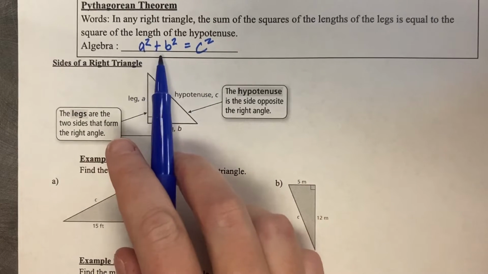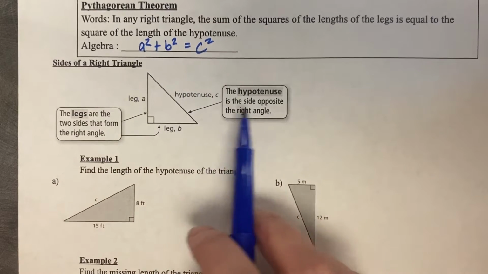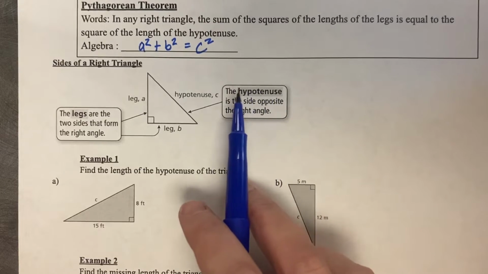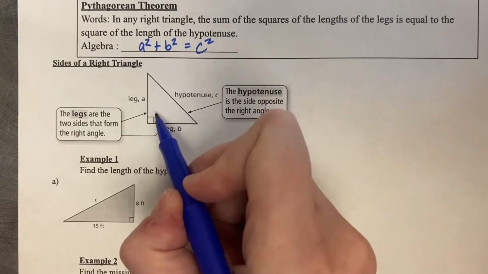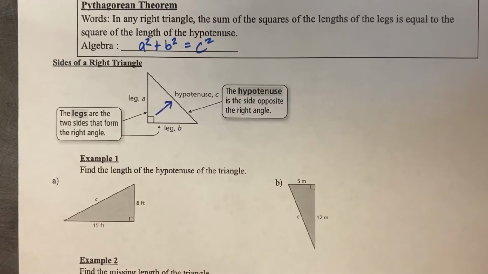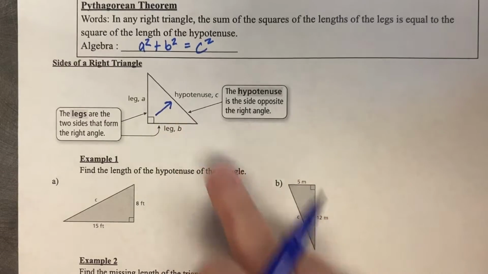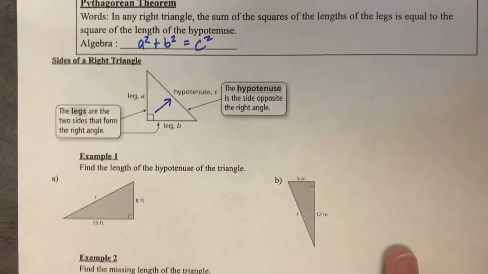So we've got two legs and the hypotenuse. How do you know which one's the hypotenuse? How you know is that it's the side that's opposite from your 90-degree angle. So it points to it. The 90-degree angle points to your opposite side, which would be your hypotenuse or C.